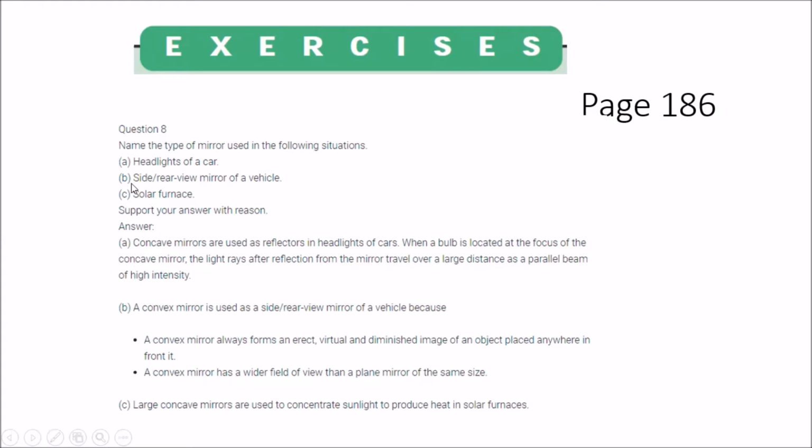The second part goes like this: side view or rear view mirror of a vehicle. Why we use convex is because it always forms an erect image which is diminished, and it's always virtual also. The second point is it has a wider field of view, so we can have a wider look at what is behind us when we are in the vehicle. The last one is solar furnace. Again, we are using a concave mirror because it can concentrate, it's a converging mirror, right?